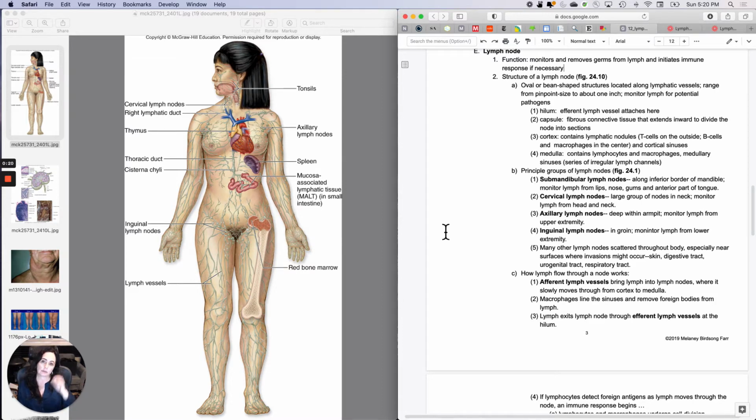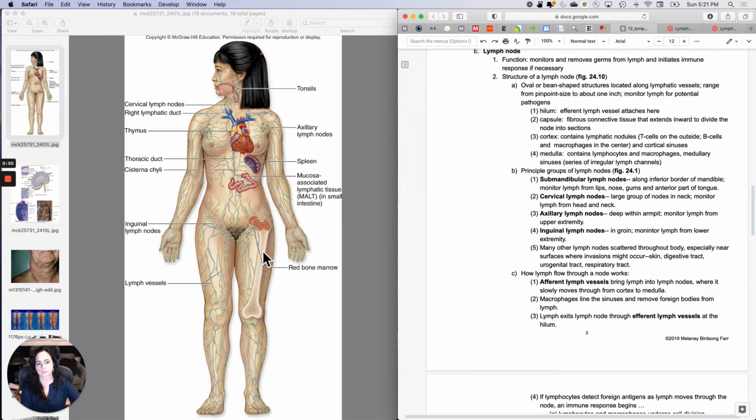So what lymph nodes are doing is, as lymph is moving through the vessels, they are monitoring and removing germs from lymph. And when they do that, they're also activating or initiating the immune system response if it's necessary. So they're like killing things off, but then also preparing for the next time. So let's look at the structure of a lymph node and let's look at the principal groups of lymph nodes first.